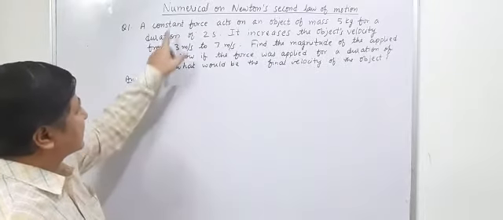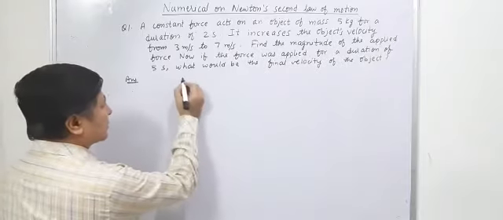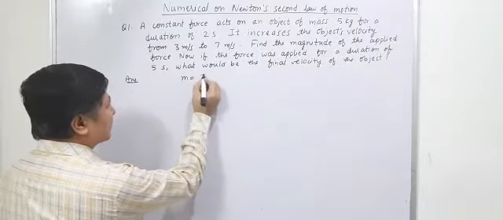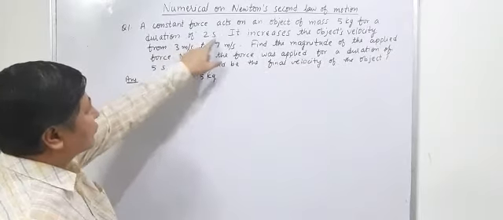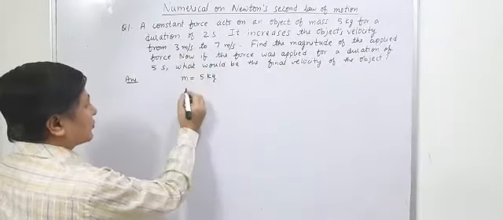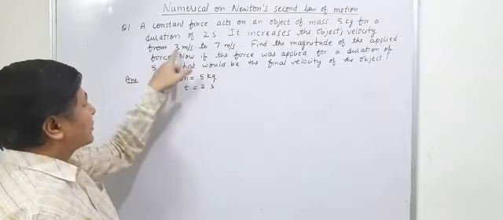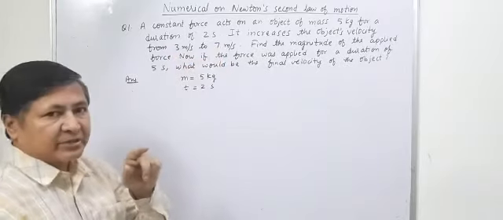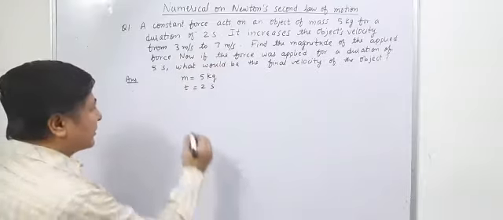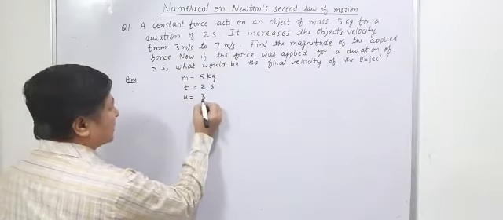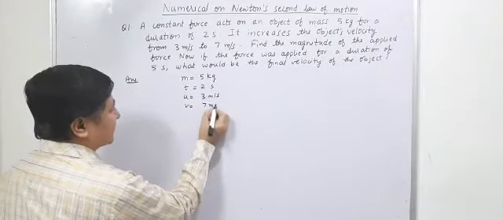Now in this question, a constant force acts on an object of mass 5 kg. The given mass is 5 kg, and the force acts for a duration of 2 seconds. Time is 2 seconds here. It increases the object's velocity from 3 meters per second to 7 meters per second. So the initial velocity is 3 meters per second and the final velocity is 7 meters per second.